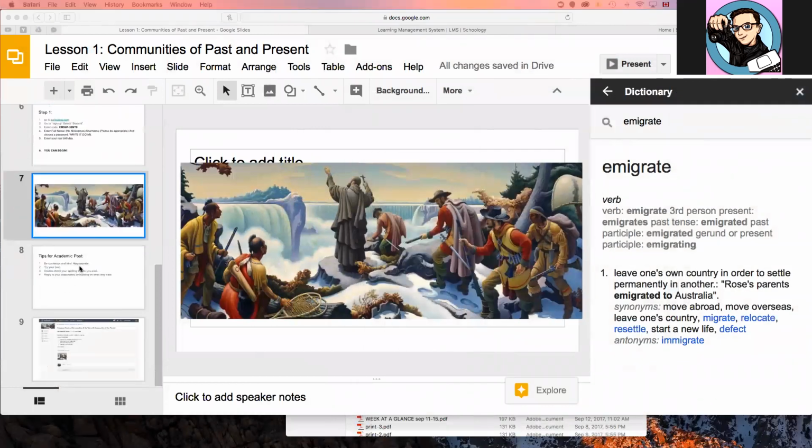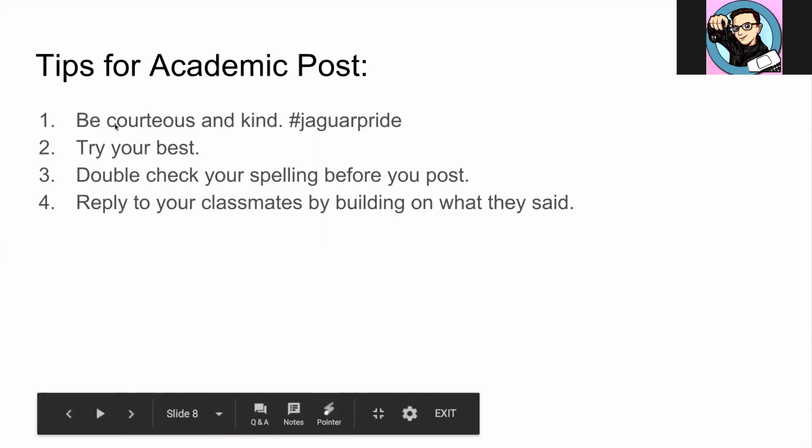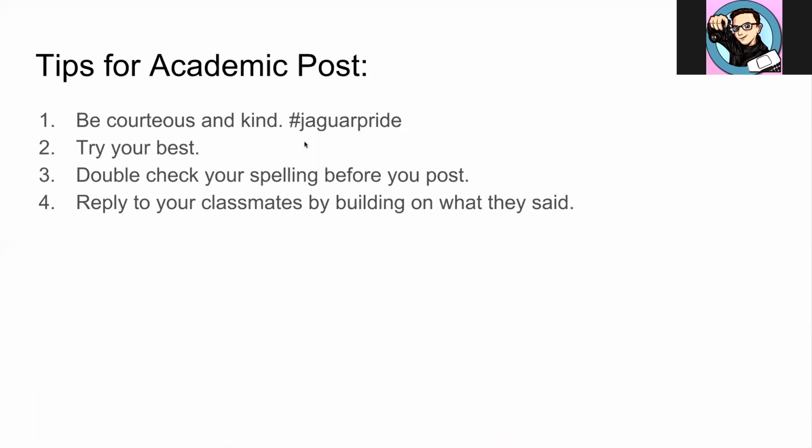Okay, so let's look at some of the tips for academic posts. So the tips for academic posts is, first and foremost, always be courteous and kind. Okay, we're Jaguars. We criticize ideas. We don't criticize people. Okay, there's no name calling. There's no insulting. There's no inside jokes. It's all about the ideas that matter. We're working as a team to try and build a collective knowledge together. That's what we're doing. We're not talking about social things. We're keeping on topic and we're following the assignment.